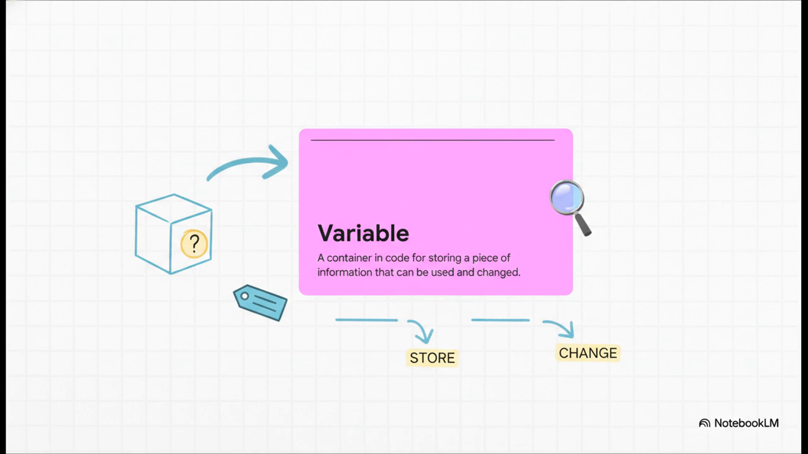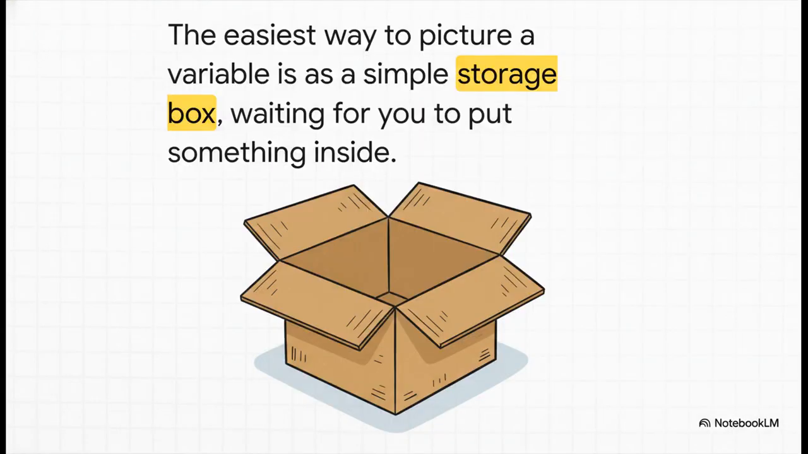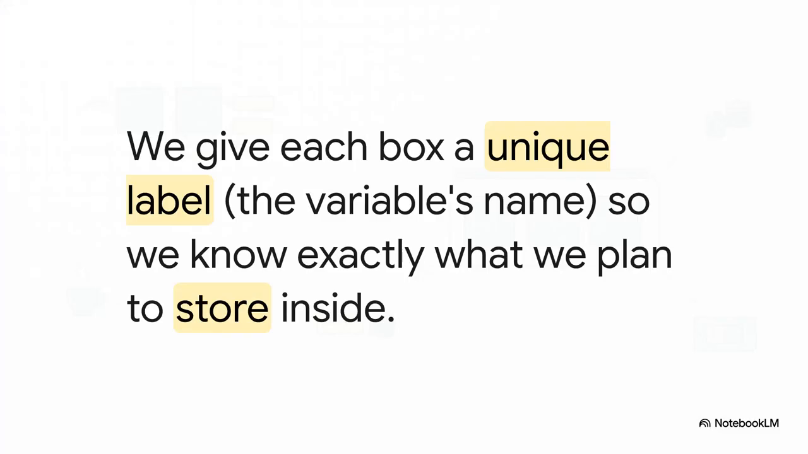It's super flexible. The best way to get this is to just picture a simple storage box. Yep, that's it. A totally empty container just waiting for you to put something inside. But of course, a big pile of identical boxes wouldn't be very helpful, would it? So what do we do? We give each box a unique label. This is the variable's name. A really clear name, something like username, tells us and the computer exactly what we're going to put inside.